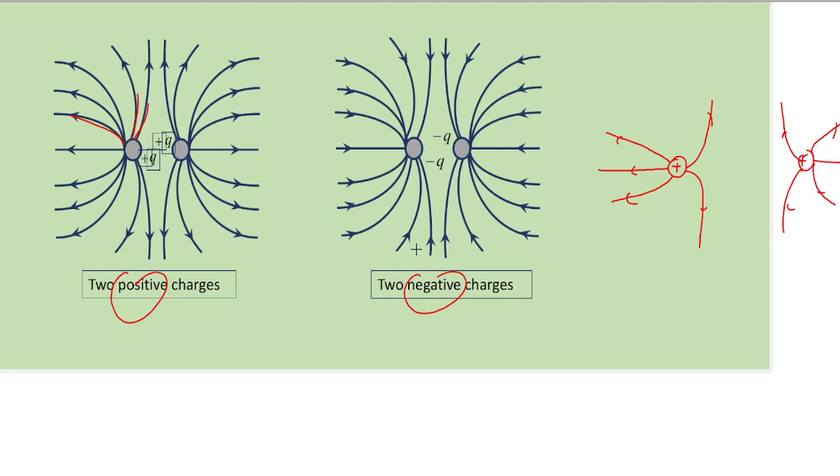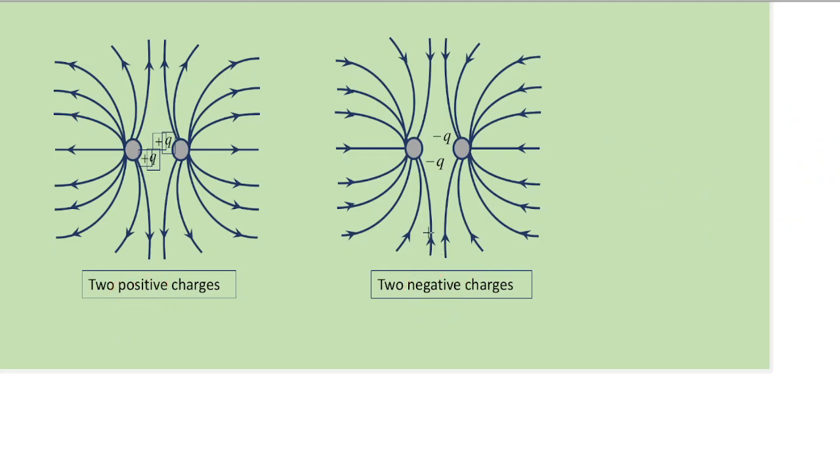We can draw the same thing even for two minus charges also. In this case, it is just that they'll have opposite directions. So compared with positive charges, for two negative charges, the field lines will have the opposite direction as compared to the system of two positive charges.